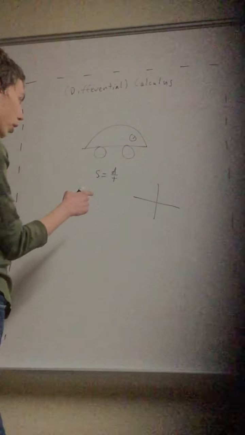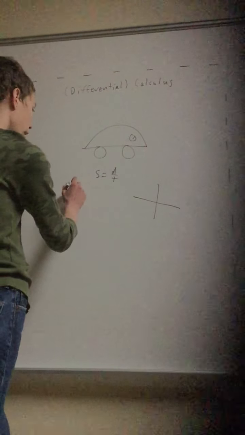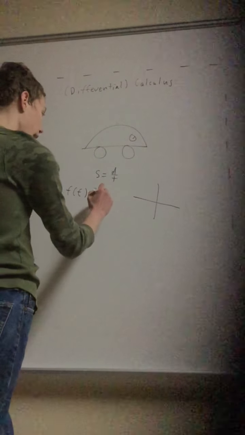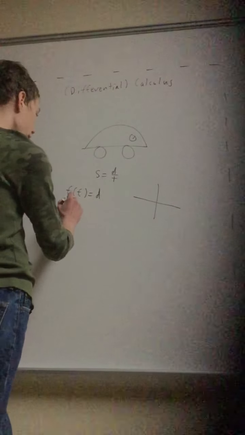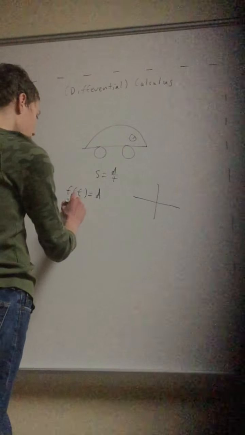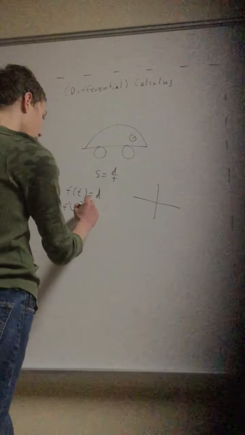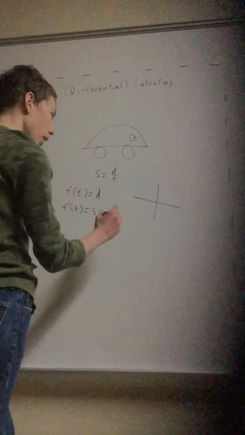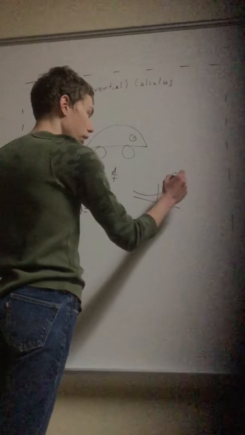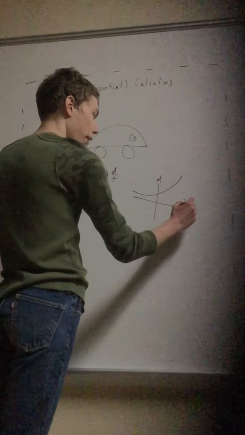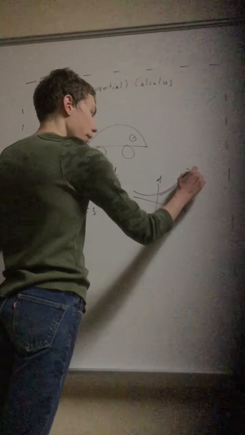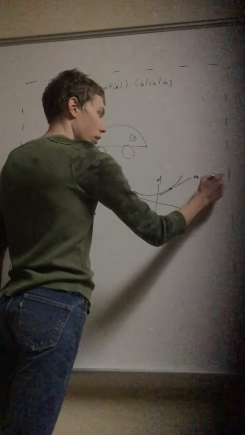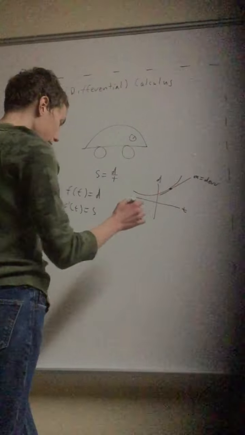One of the special things about a derivative is that oftentimes we'll have a function, some function of time in this case, that is equal to the distance, and the derivative will transform it into a function of time that gives us the speed. On a graph, if this is the original distance graph, then the derivative will look like the slope of the tangent line at every point on this graph.